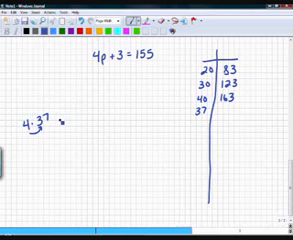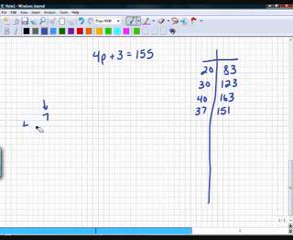I do 4 times 30. What's 4 times 30? 120. What's 4 times 3? It's 12, right? So 4 times 30 is 120. Now what's 4 times 7? 28. Take your 120 and take your 28 and add them together. What is 148? 120 and 20 is 140, and then the other 8 is 148. So we've got 148 plus the 3 would be 151.